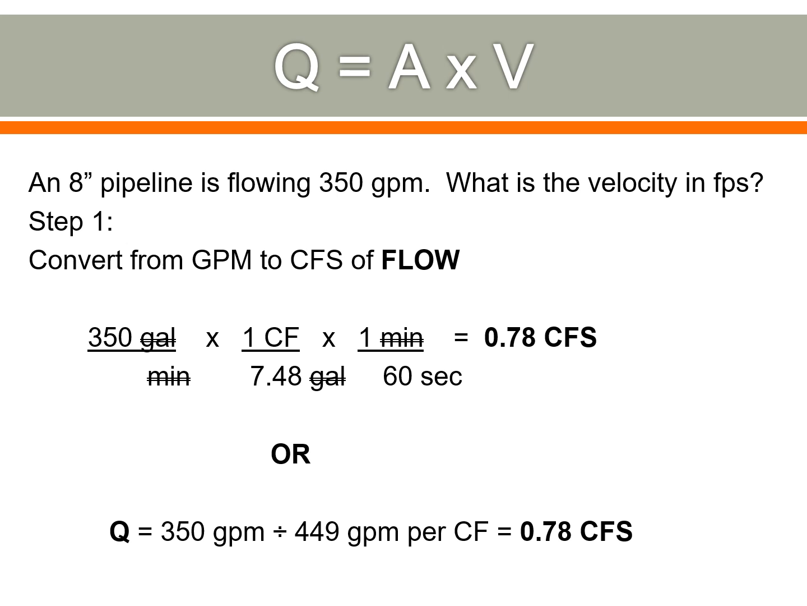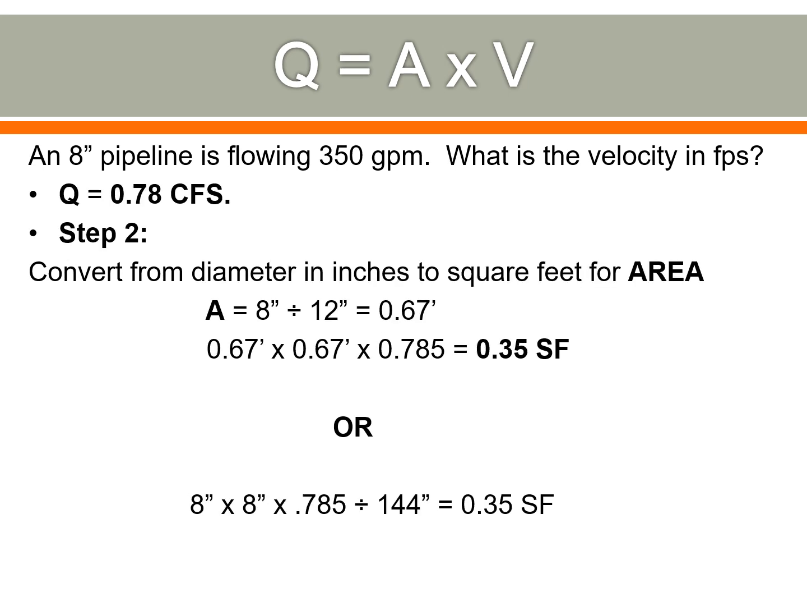Or you could use our shortcut that we learned previously and take 350 gallons per minute divided by 449 gallons per minute per cubic feet, and you would get 0.78 cubic feet per second. All right, so at this point we have our Q, but we still need to break it down and convert things further. So if we convert our diameter in inches to square feet, we've got 8 divided by 12, which equals 0.67 feet. And then you would go 0.67 times 0.67 times 0.785, and you get 0.35 square feet.